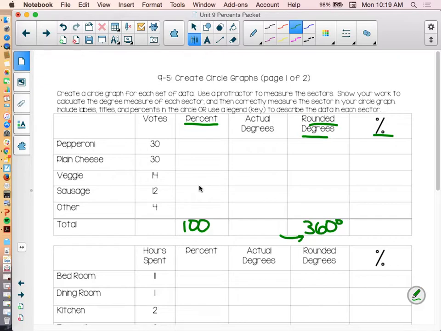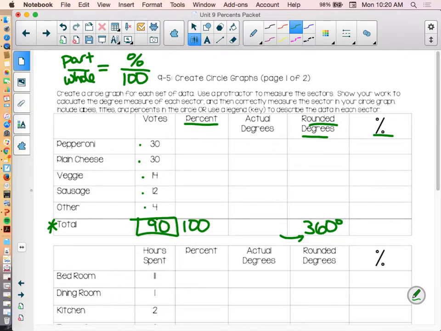So our first job is to figure out this box right here. What is the whole? And remember, our familiar percent proportion is really going to help us. Percent over 100 always equals the part over the whole. So we have to figure out what our whole is, and that's why I put a total column here. All right, if you add up all of those numbers, 30 plus 30 plus 14 plus 12 plus 4, you'll get your total. Check. Make sure you got what I got. I got 90. That means that's going to be our whole.